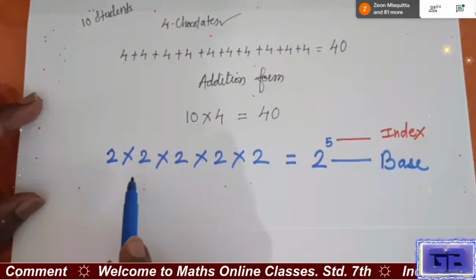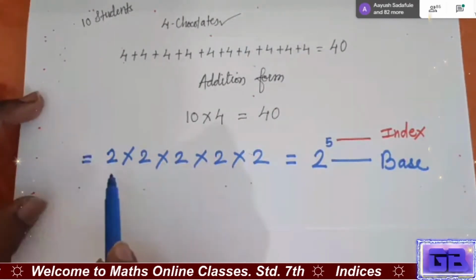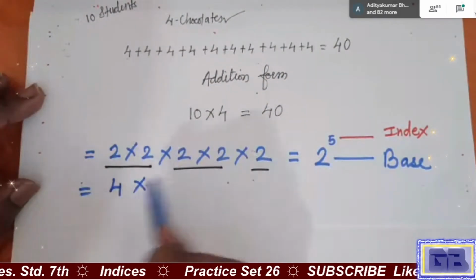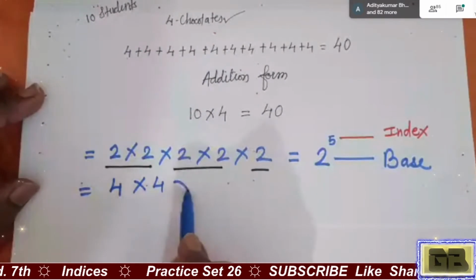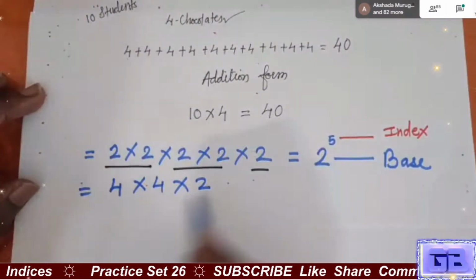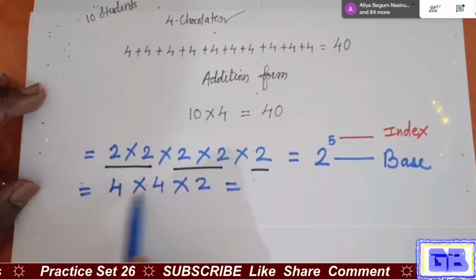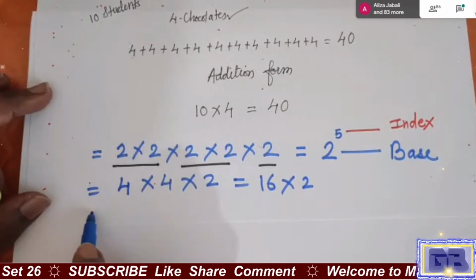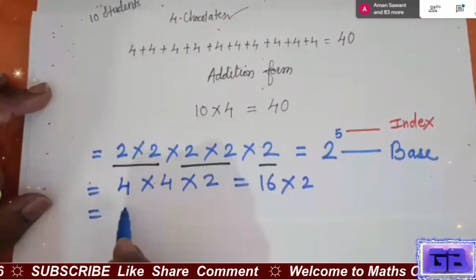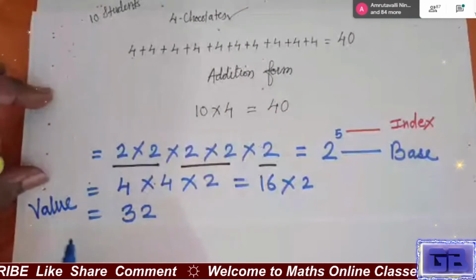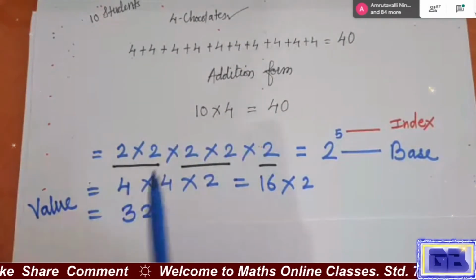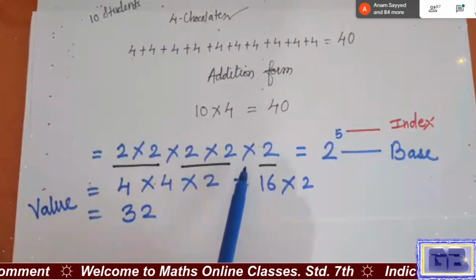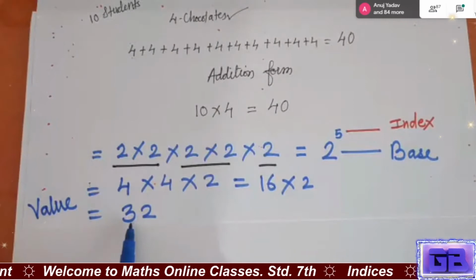As I said, we have to multiply these numbers. For our convenience, I will underline and make a group. 2 to the 4, multiplied by 2 to the 4, and here 2 is left. We write it down as 4 into 4, 4 4s are 16, multiplied by the remaining 2, and finally we get 16 2s are 32. So it is called the value. Value means the product of all these multiplications. Whatever product we get is called the value.